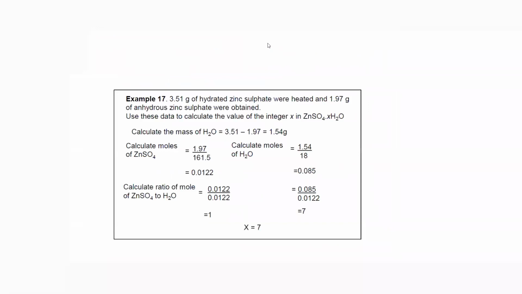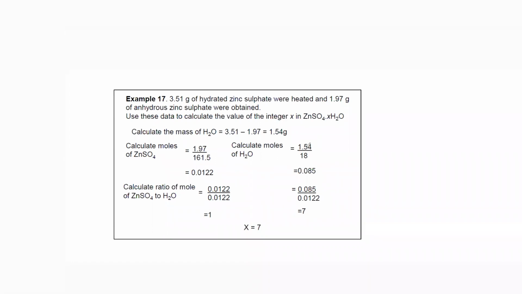Here is another similar question related to finding the moles. 3.51 grams of hydrated zinc sulfate were heated and 1.97 grams of anhydrous zinc sulfate were obtained. Use the data to calculate. First, 3.51 is hydrated, meaning it contains water, and 1.97 does not contain water. So 3.51 minus 1.97 gives the mass of the water. Zinc sulfate is 1.97 and the mass of water is 1.58.